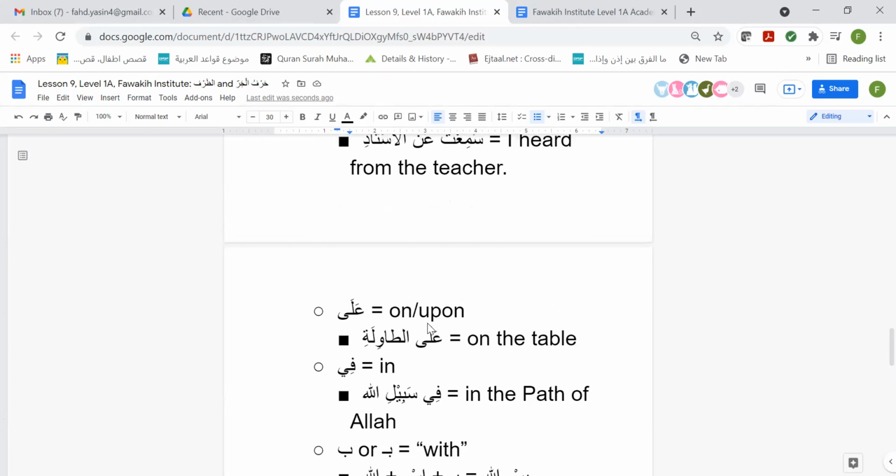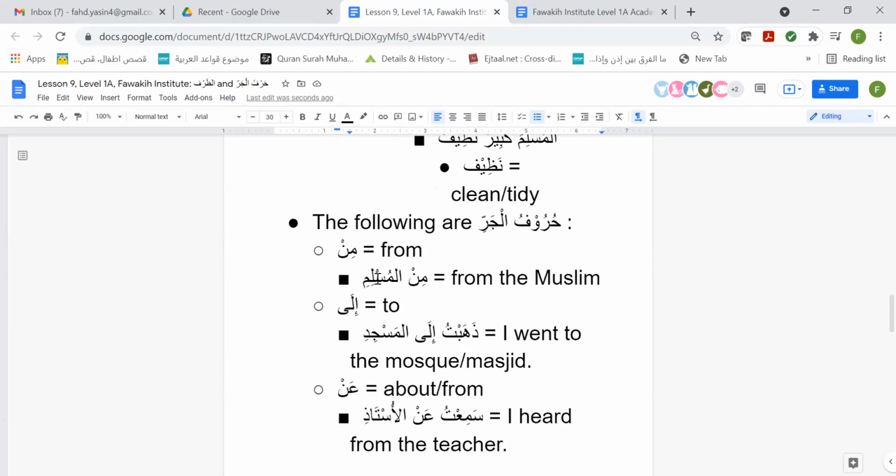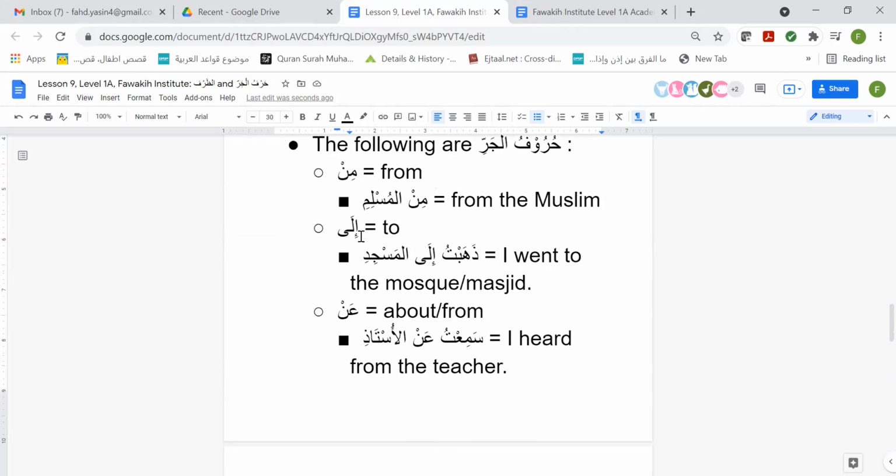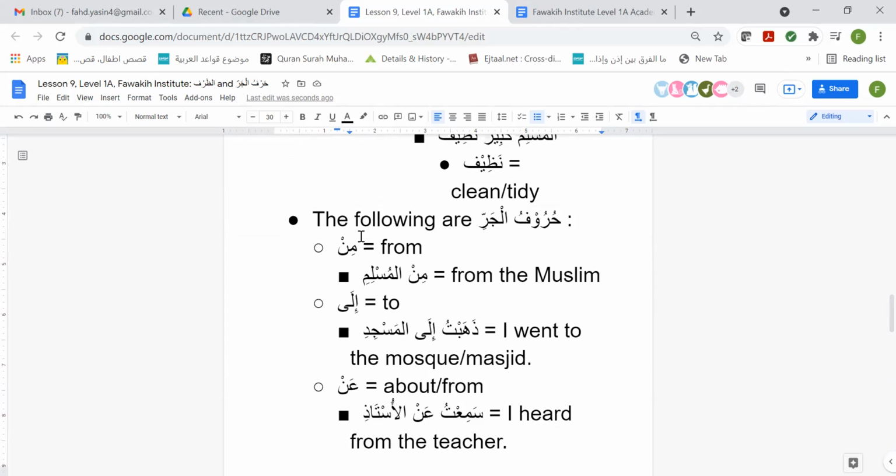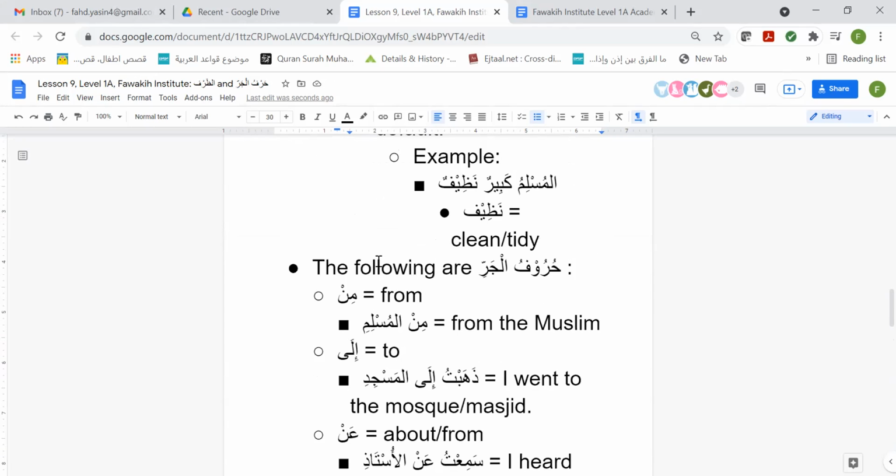Of course, as I said, there's more than these 8, but it's safe to say these are the most common, and you'll see these a lot in the Quran and in other places. Even in modern Arabic, they use these too.